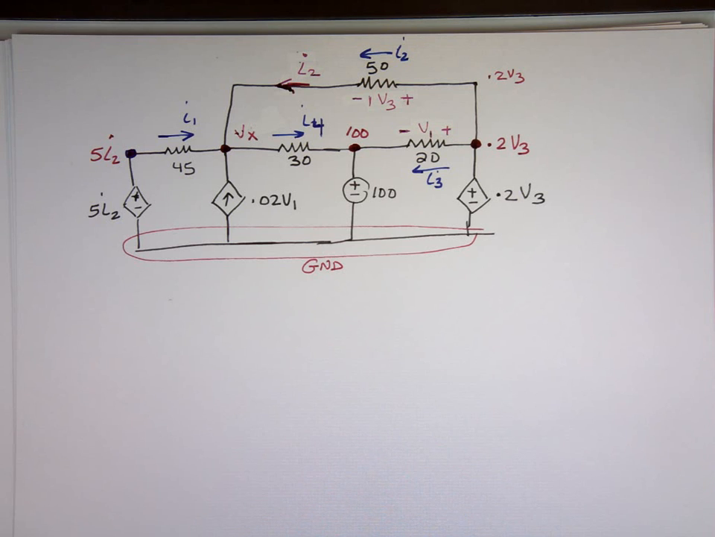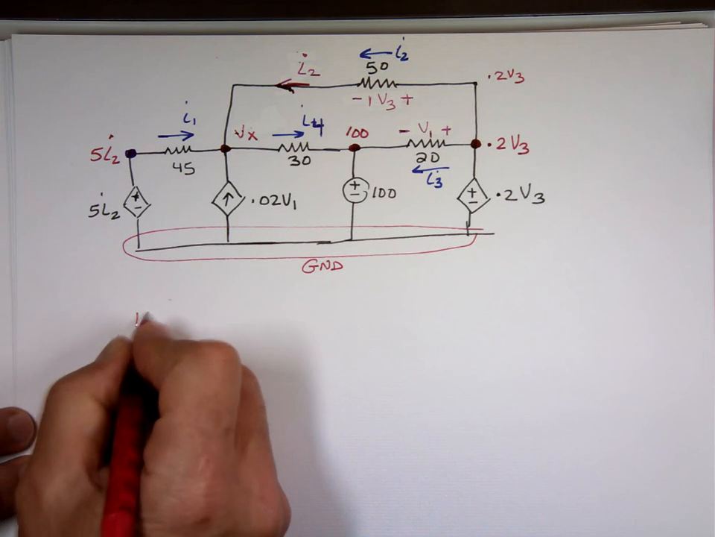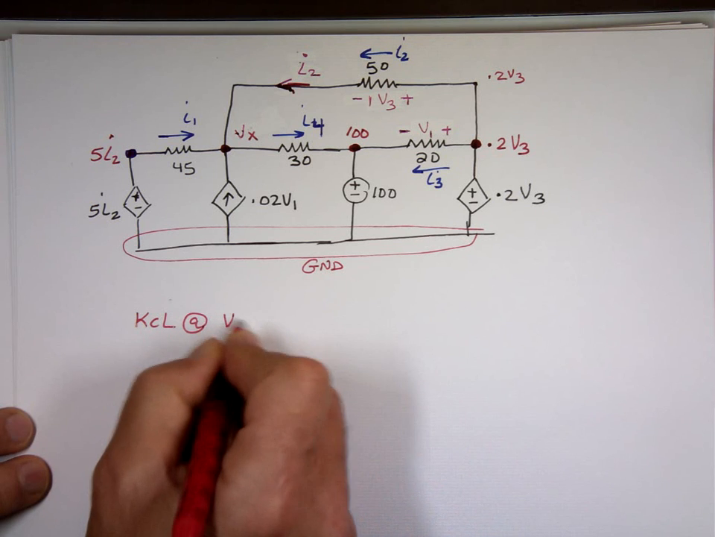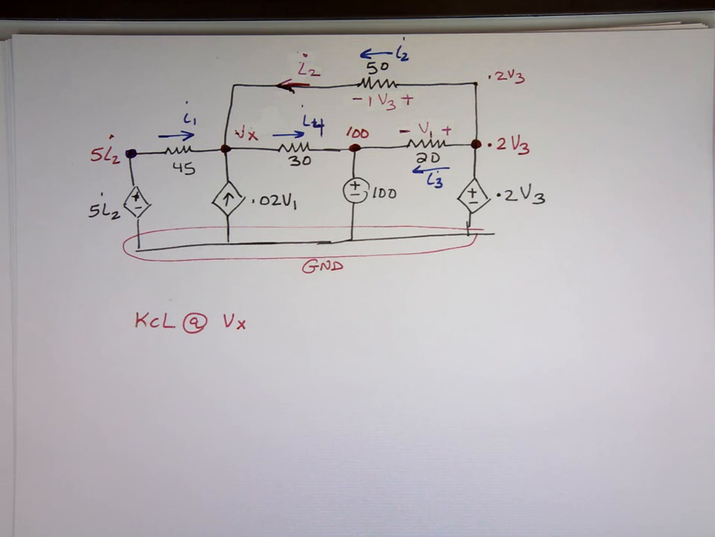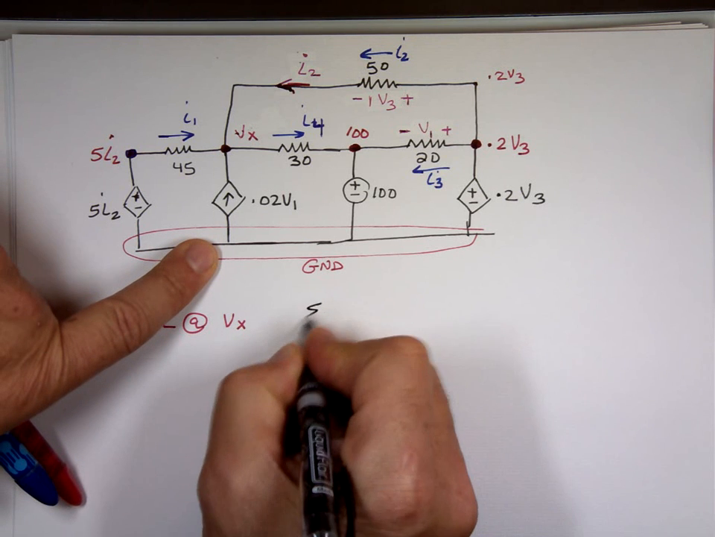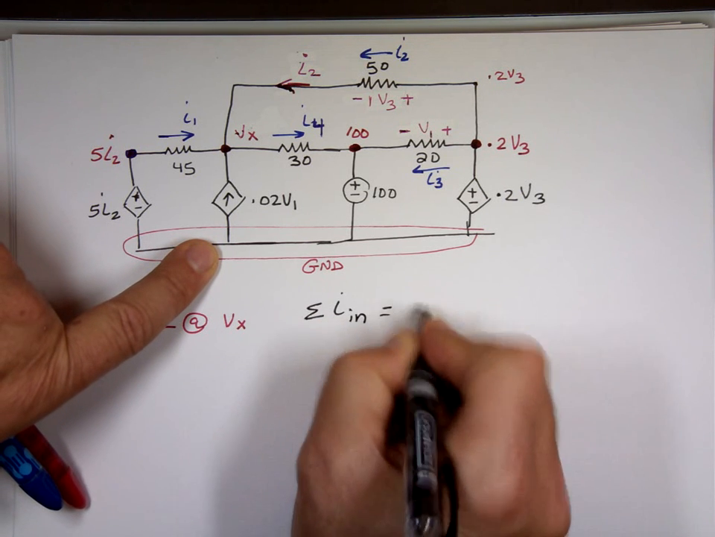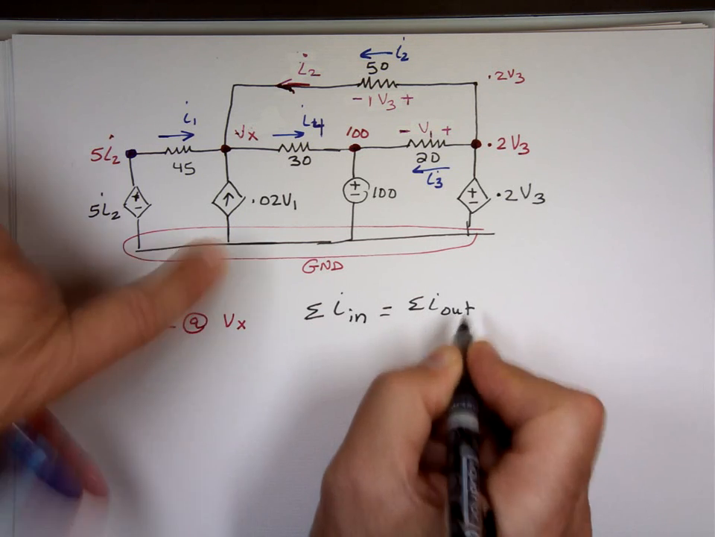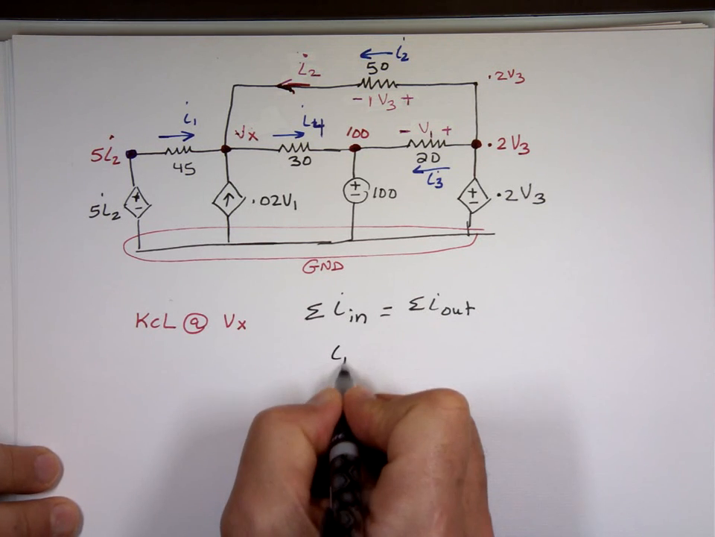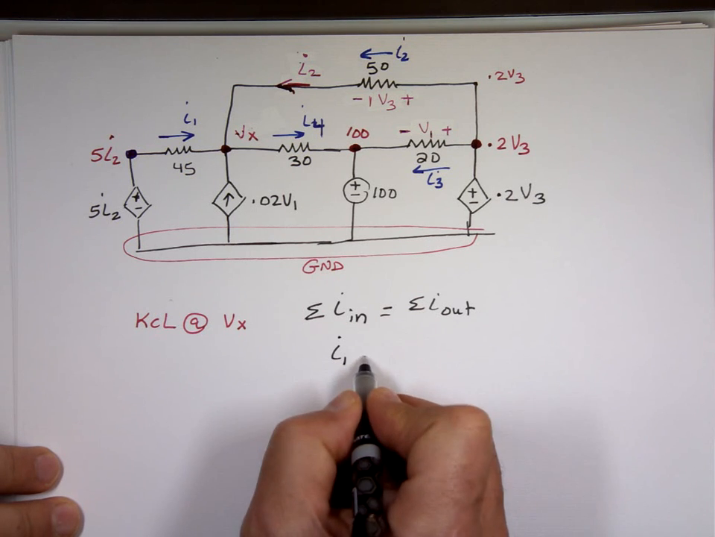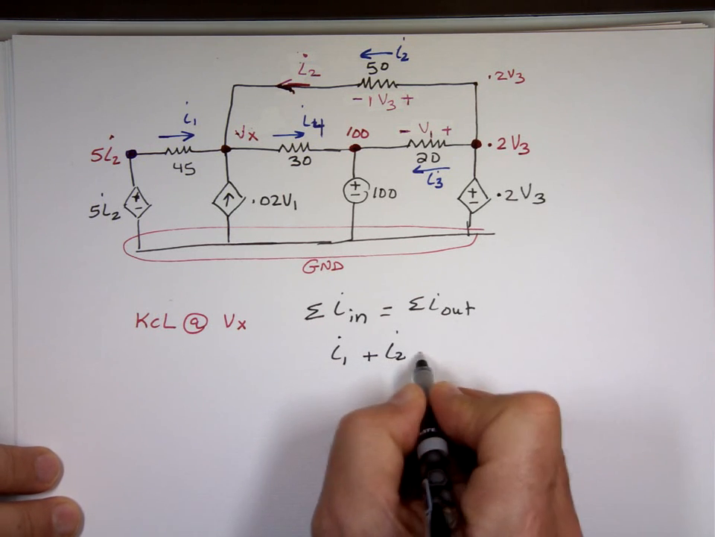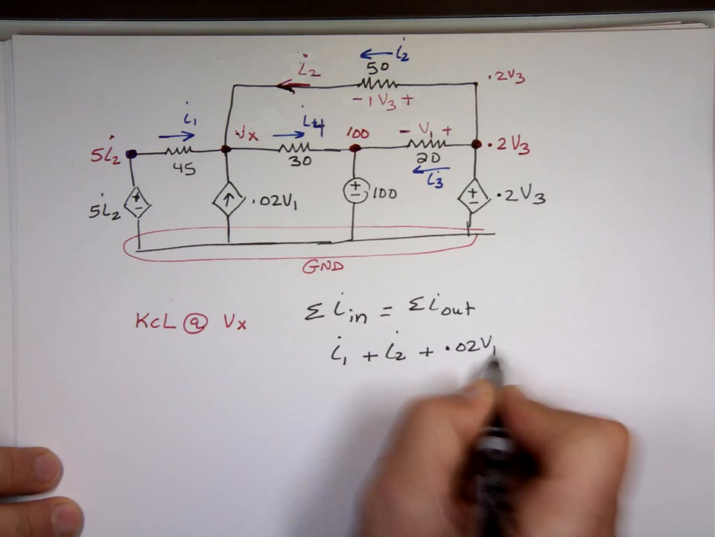If I do KCL at Vx, 0.02, where's V1? V1? Oh, right there, yep. I was looking like, where's V1? So let's see, what is going to that node? The current going in equals the current coming out. What is going to it? I1, I2, 0.02 V1, and what's leaving? I4.